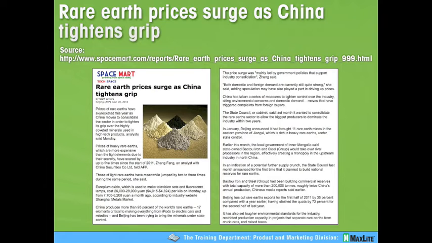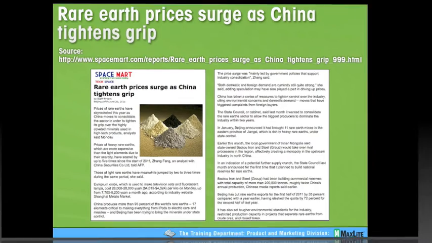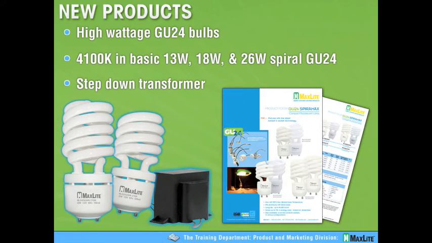So bear in mind that there are some changes over and above the Energy Star upgrades that are going on, but there are these changes with the dynamics going on in China concerning rare earth phosphors. So back to the GU24.